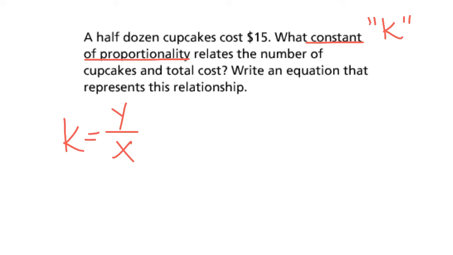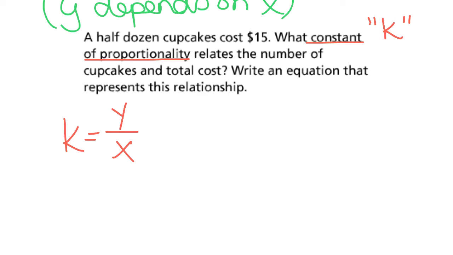So a good thing to remember is that Y depends on X. And if Y depends on X, that's going to help me place my numbers because I have to think, do my number of cupcakes depend on the cost, or does the cost depend on the number of cupcakes? And in this problem, the cost depends on the number of cupcakes bought. So cost divided by cupcakes would be my Y over X.